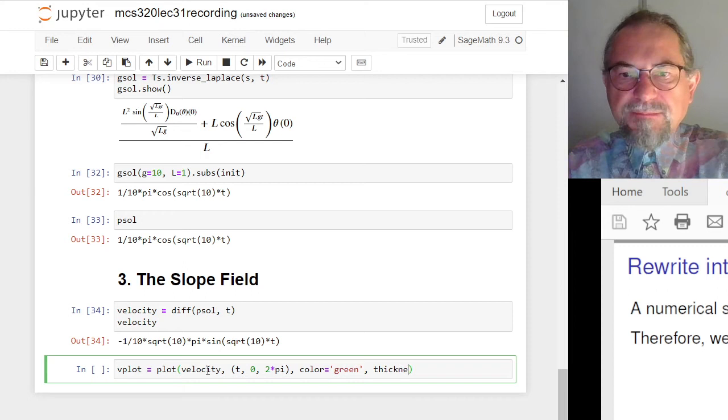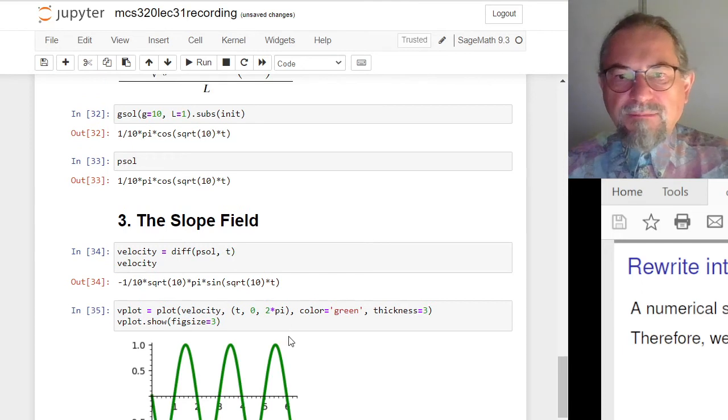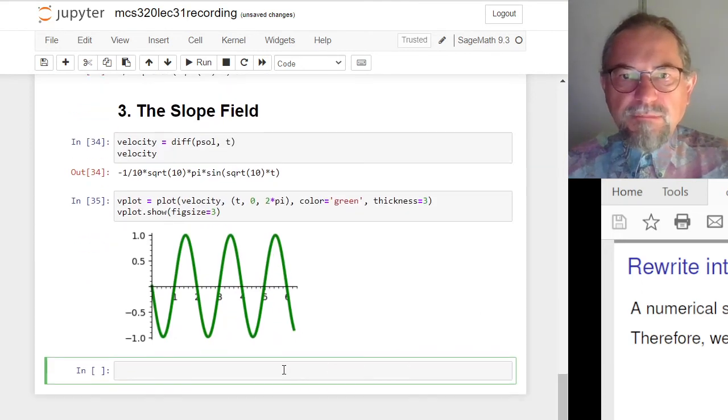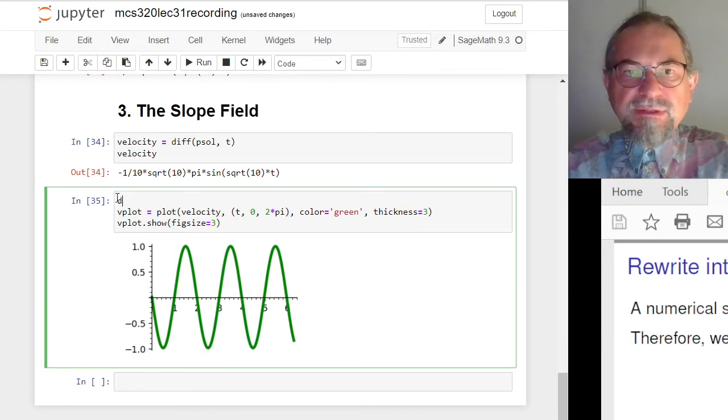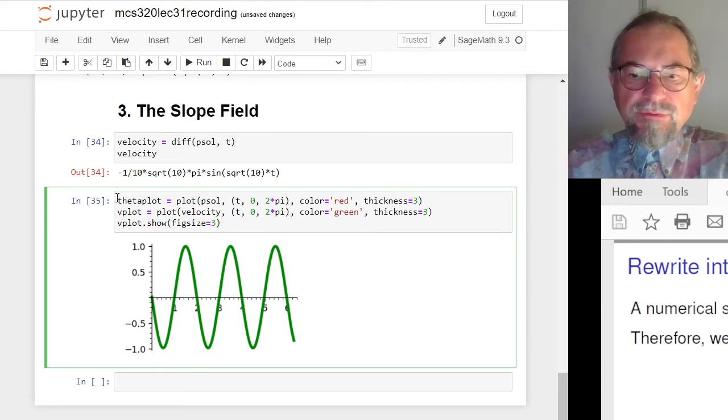For t from 0 to 2 times pi, and I will color this in green with some thickness, because I'm going to use this as a component in the slope field. So that's one plot. Let me extend this with the displacement plot, the theta plot. So that's my particular solution for t, also ranging. And I will plot this in red, with also a given thickness, because I do want to add the slope field to this.